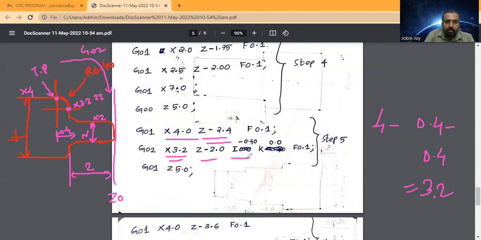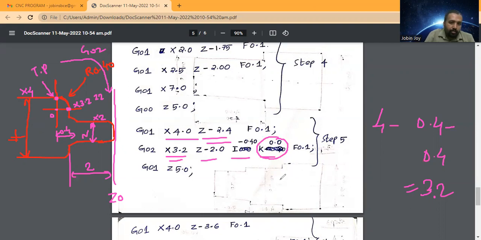And what about the I parameter and K parameter? This is the tool's current position, and this is the origin. This is the x distance, so I have to enter the I parameter. The I value is 0.40, and this is in the downward direction, that means minus 0.40. There is no distance given from the tool's position to this origin, only the x movement, no z movement. So you have to enter the K parameter as 0.0.